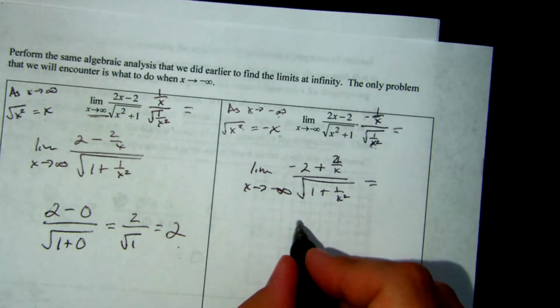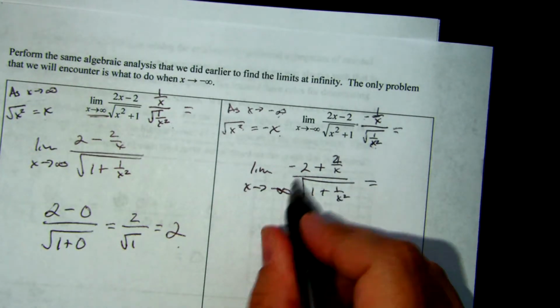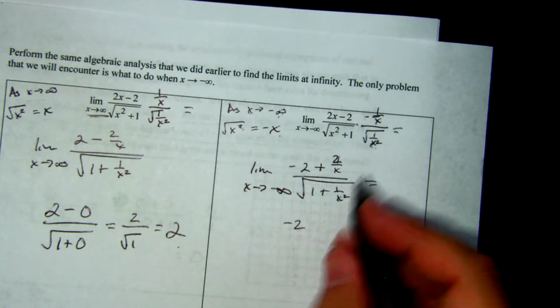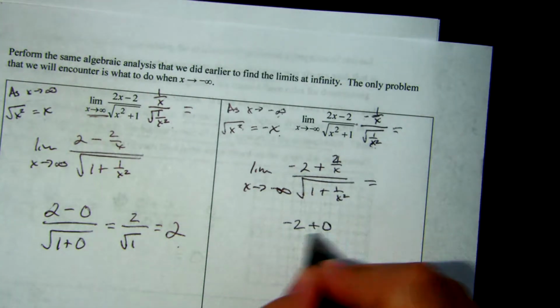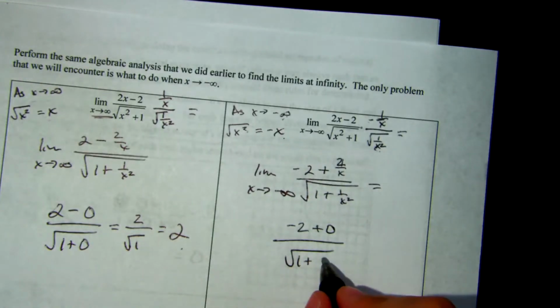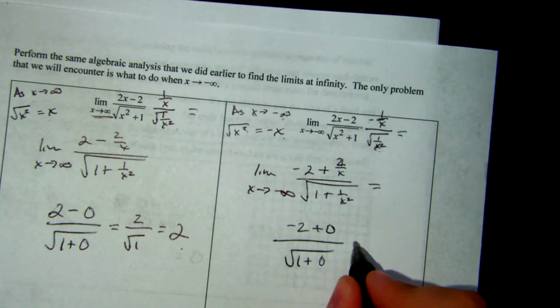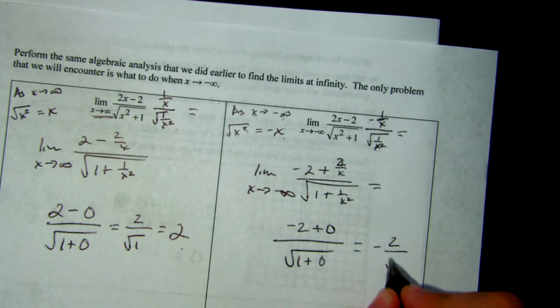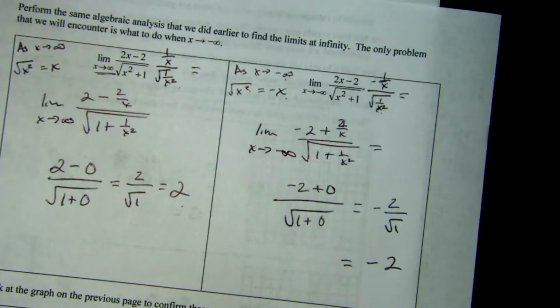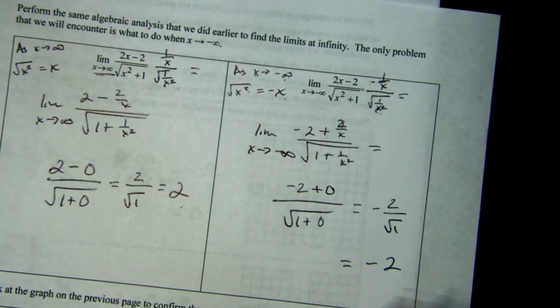Okay, go through here. Now we can evaluate: negative 2, that's negative 2. 2 over negative infinity is still going to be 0. The square root of 1 plus 1 over negative infinity squared, that's going to be 0. So I've got negative 2 over the square root of 1, or just negative 2.